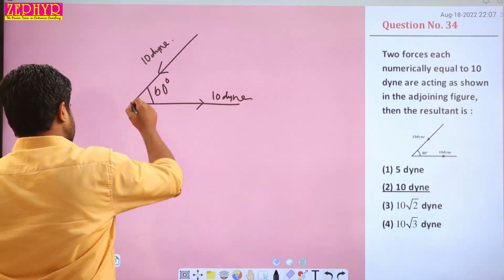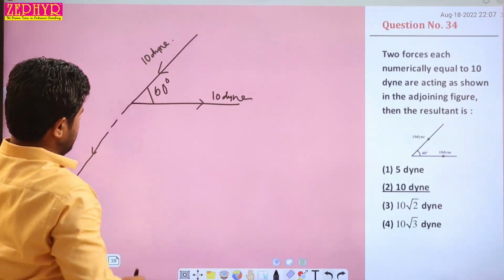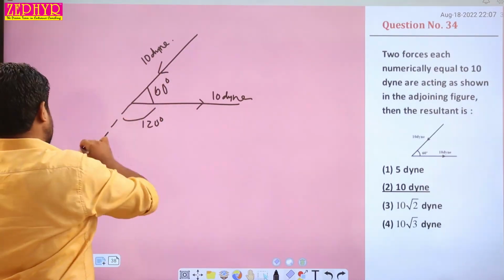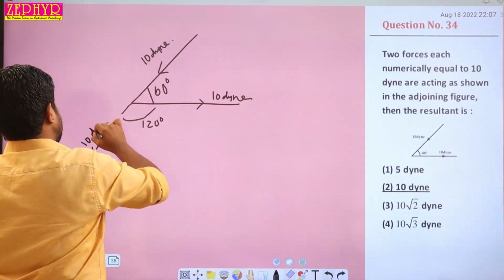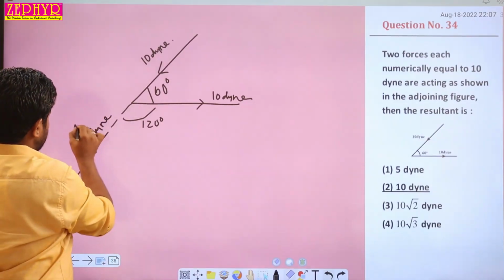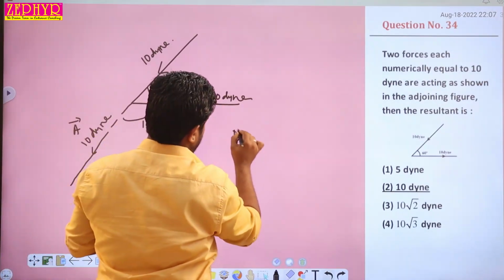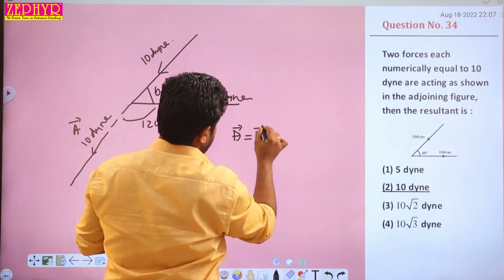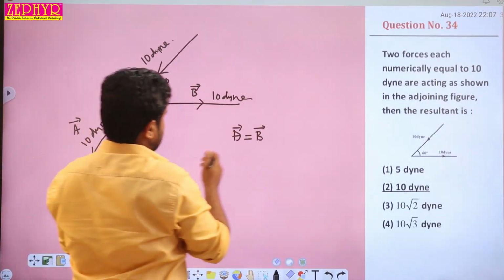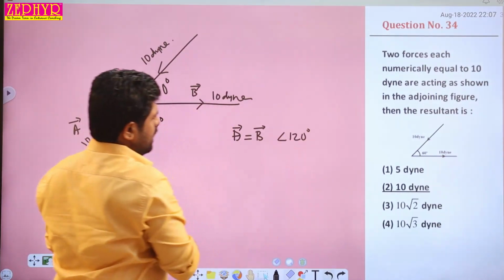Now this one is the actual direction of 10 dyne. So now the angle between them is equal to 120 degree, and this one is 10 dyne. So here, just consider this one is A vector and this one is B vector. Now A vector is equivalent to B vector, right? That means the magnitude of A vector is equivalent to B vector. Then the angle between them is equal to 120 degree.